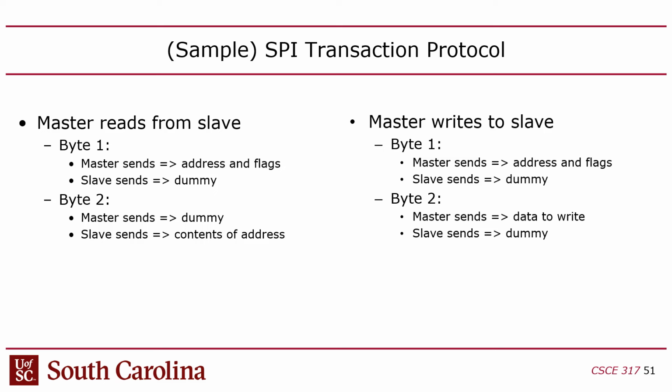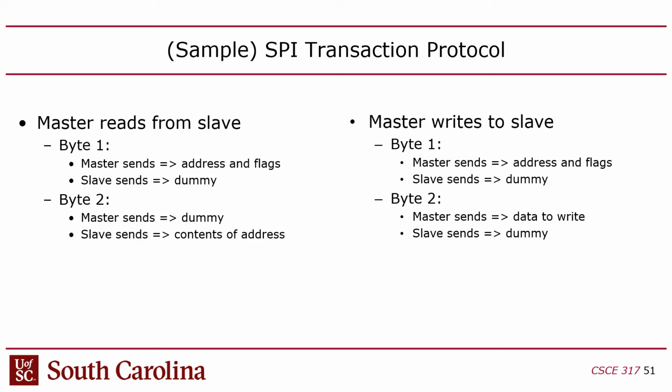Write is similar, so master sends the address and flags to let the slave know where master wants to write. And on byte 2, the difference would be here. The slave sends nothing, but master actually sends the data which it wants to write to the slave.